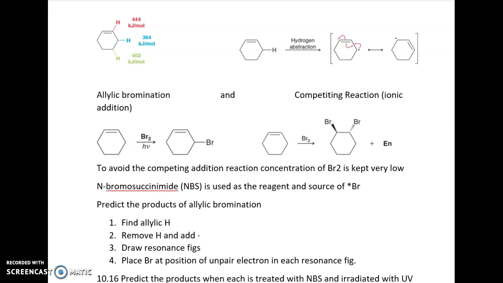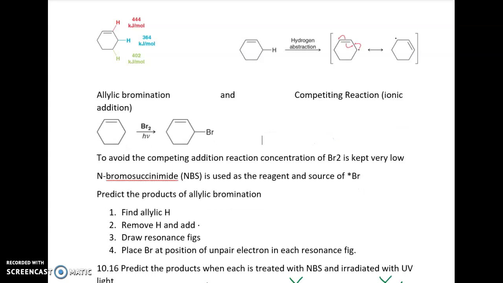One is that we get a competing reaction. While we can use bromine and light to add the bromine, we can also get addition over the double bond. So here we've got a double bond, and here the double bond is missing, and we've got two bromines, and we've got the enantiomer. To avoid this competing reaction, we want to keep our bromine concentration low, and so we use NBS. NBS is used as our reagent, and it's our source of bromine ions.